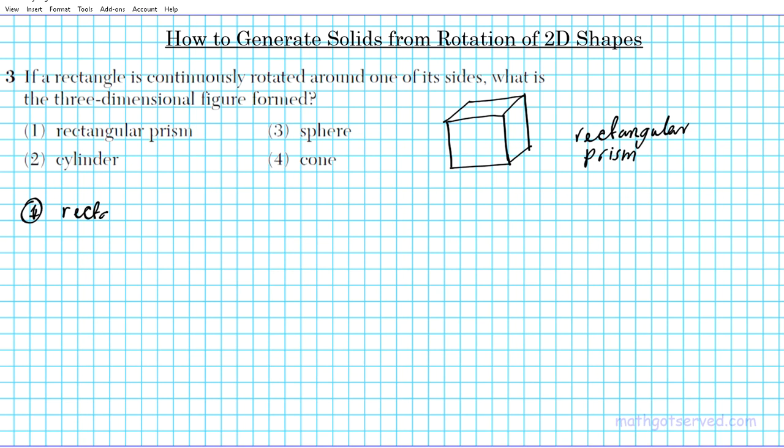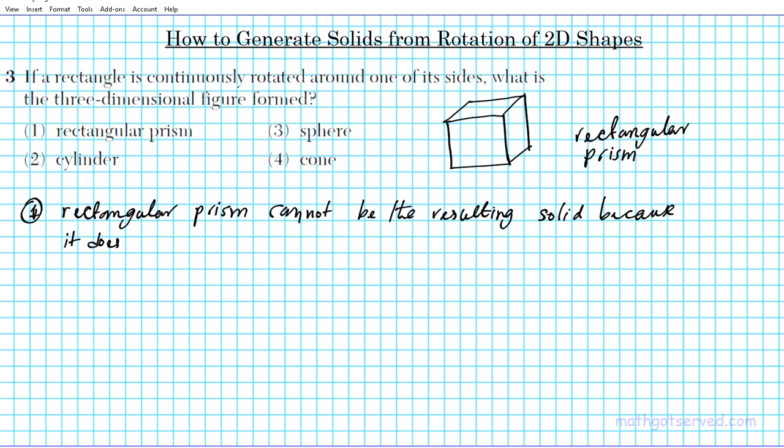Rectangular prism cannot be the resulting solid. Why? It cannot be the resulting solid because it does not have a circular outline. Okay, it does not have a circular outline.